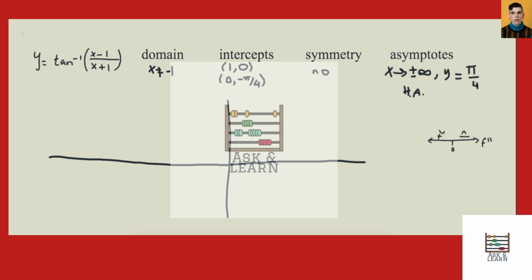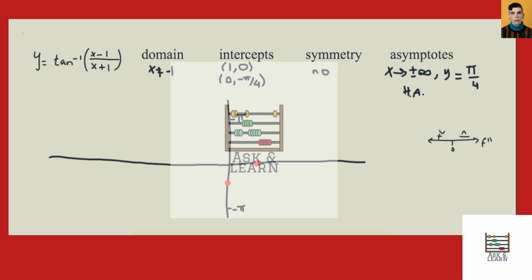So we know that x cannot be -1 for the domain. So we're going to keep that in mind. All right, so let's say this is π, and this is -π. We have an intercept at (1, 0), so let's say it's about here. And at (0, -π/4). So let's say if this is π/2, -π/4 is somewhere right here. This is just a rough sketch.